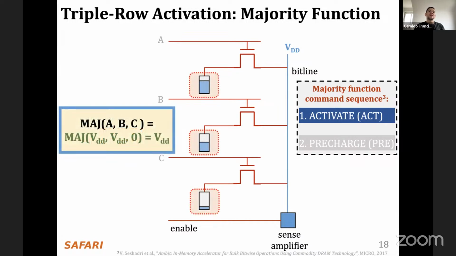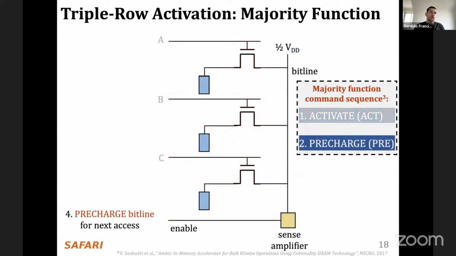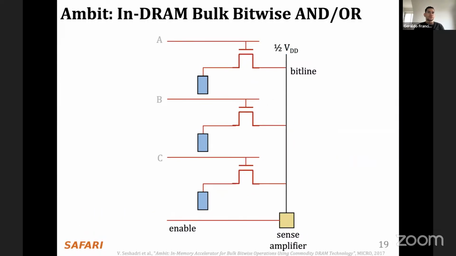In this example, the majority of rows A, B, and C will be equal to VDD. The result of the majority operation is then overwritten to all the 3 DRAM cells, and to end the operation, the memory controller needs to issue a pre-charge command to prepare the DRAM array for a follow-up access.